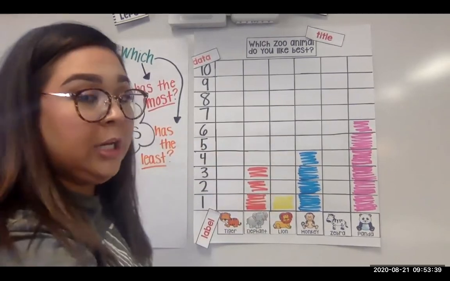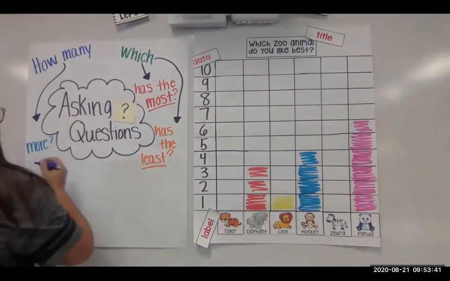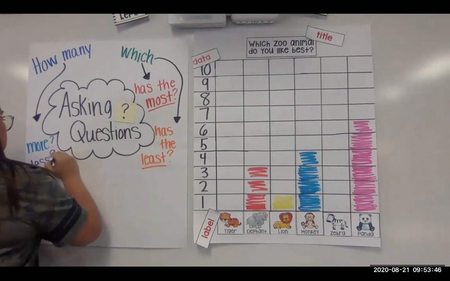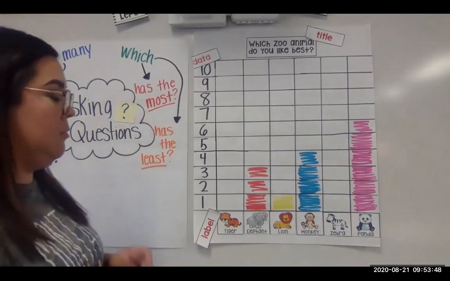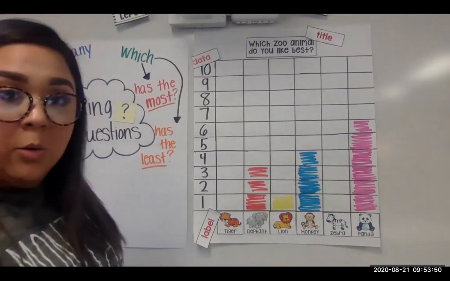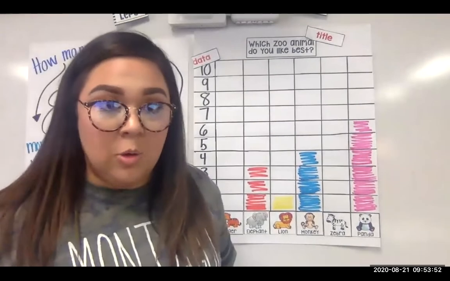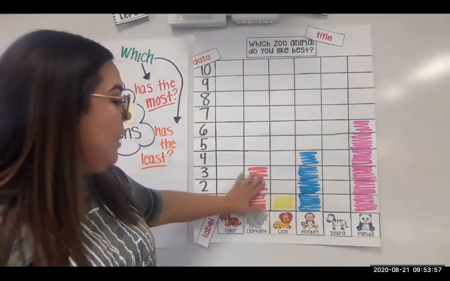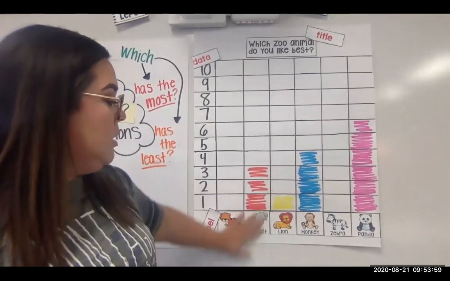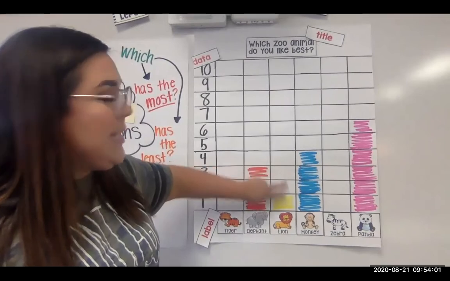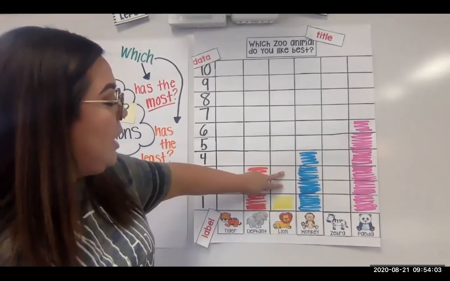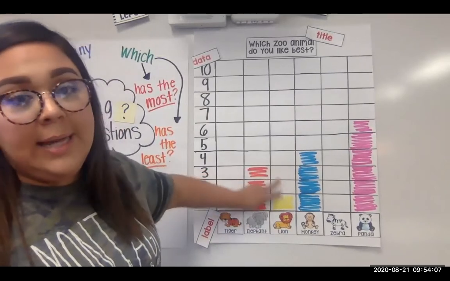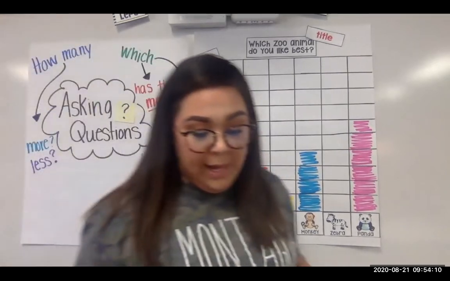On top of that, we can also add how many less. I think I did that backwards. How many less, okay? So how many less? How many less does lion have than elephant? Lion has two less than elephant because we're comparing. We're trying to see what are those blanks. How many less? Lion has two less, okay?